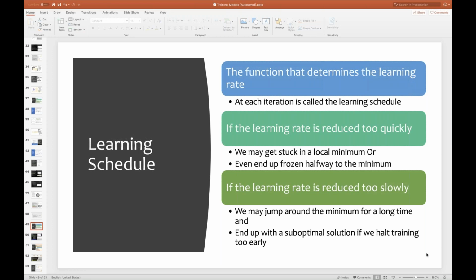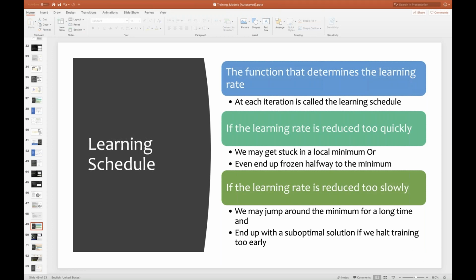So please be very, very careful. Learning rates, the slope of the mountain, and optimal values of learning rates are very, very important. The learning schedules within the learning rate. In this slide, we discussed if the learning rate is reduced too quickly, you have a problem. If the learning rate is reduced too slowly, you have a problem. So please be super smart in that.